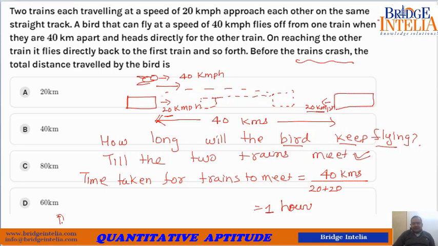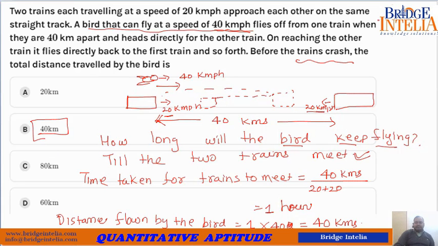So in 1 hour, the distance flown by the bird is equal to what? 1 into the speed of the bird. What is the speed of the bird? The bird can fly at a speed of 40 kilometers per hour, and we know that the bird had to fly for 1 hour. So in those 1 hour, the bird must have flown what distance? So 1 into 40. So the total distance that the bird has flown must be equal to 40 kilometers.